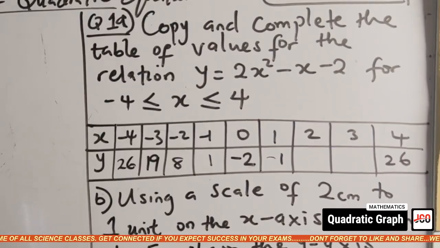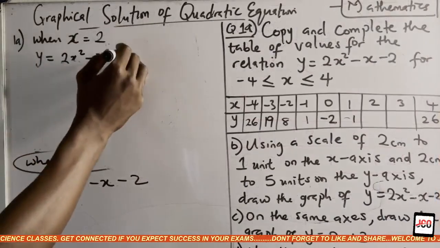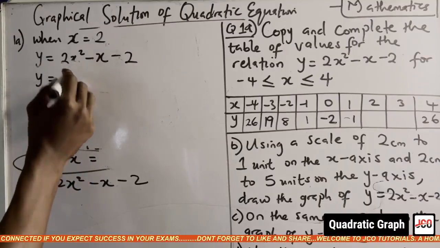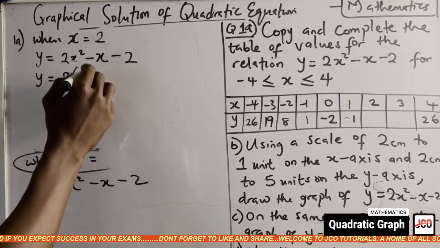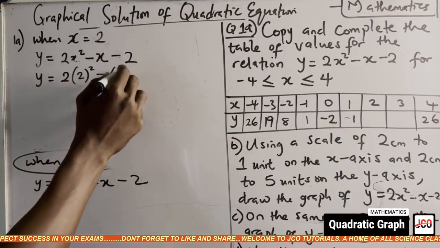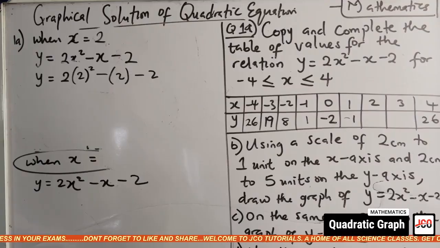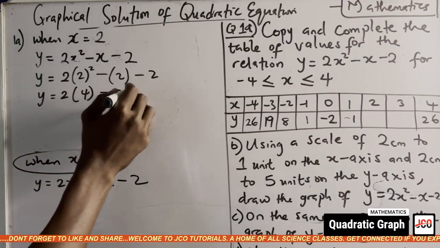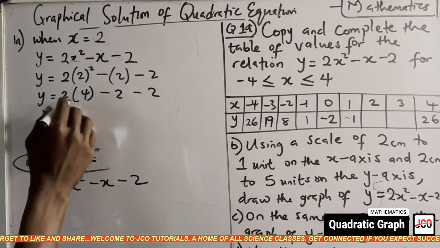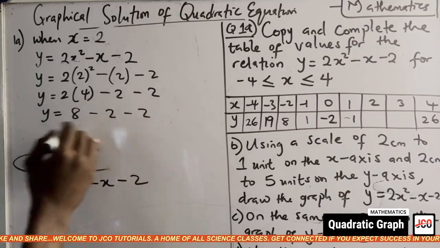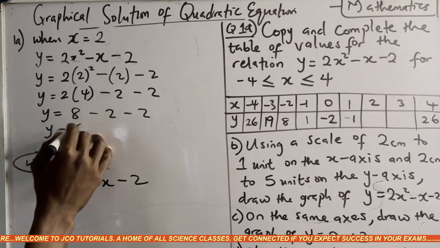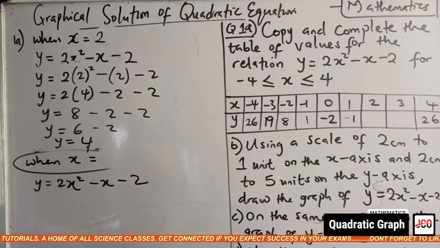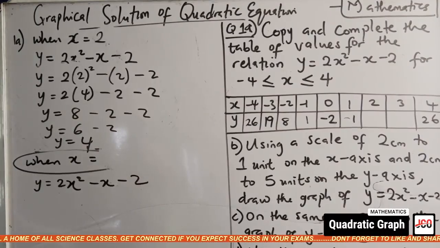So this is when x is 2. Put your equation, y is equal to 2. In place of x, I'm going to put 2 squared minus your x, 2, then minus 2. So y is equal to 2 squared, 4, minus 2, minus 2. Y is equal to 2 times 4, 8, minus 2, minus 2. 8 minus 2 is 6, minus 2 gives me 4. That is 4 there. I want to check to be sure that we do not make a mistake.